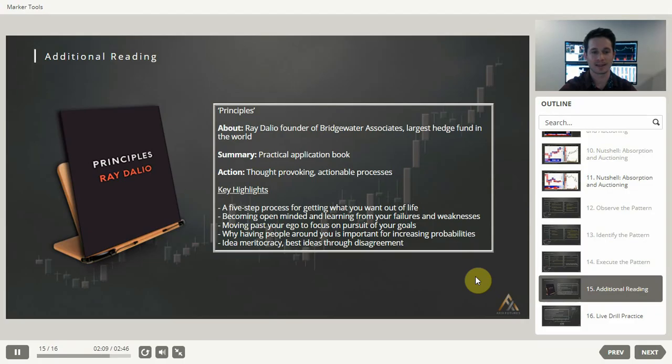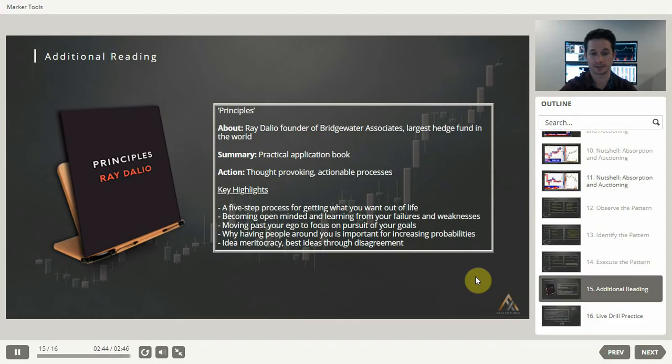And lastly, the idea of meritocracy and the best ideas through disagreement. This is a fascinating concept, because what it ultimately says is that the whole idea of brainstorming is not as effective as people think, but rather disagreeing with people is the best way to ultimately get some of the best ideas. So definitely read this book, put it on your wish list, make sure you get this, and read it as soon as you can.